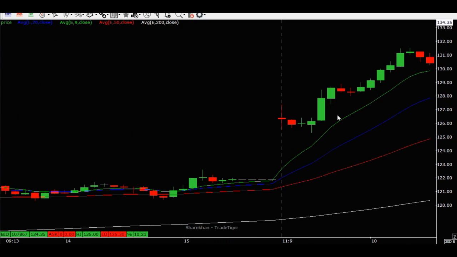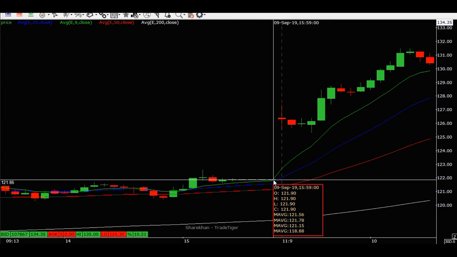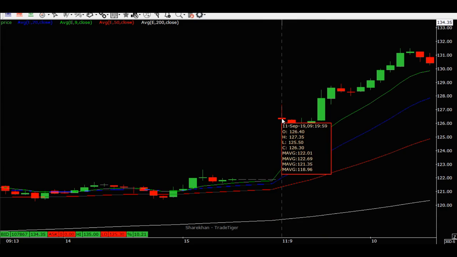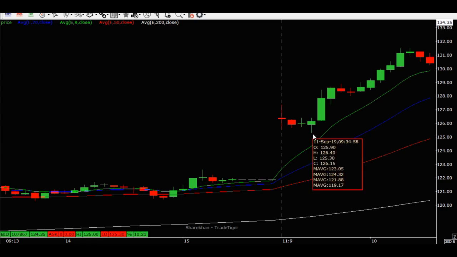Now I'm on Tata Motors 5 minute time frame, and today we got a nice gap up from 121 to 126. So it gaps up and then it starts to pull back towards the moving average. And on the pullback, what does it form here? This hammer pattern, which is a highly bullish reversal pattern.